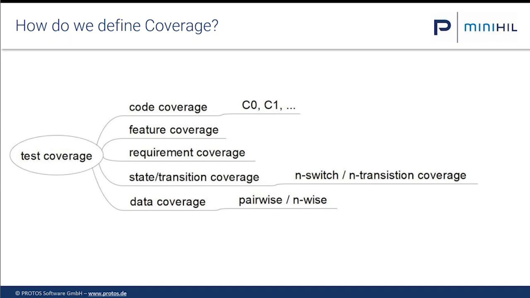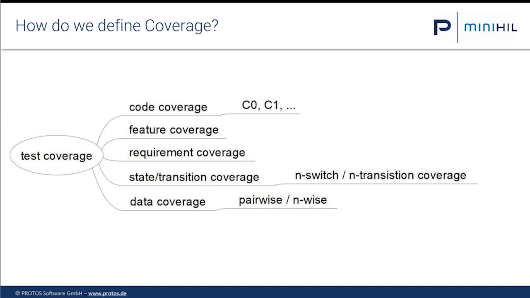So one question that always comes up is, how do we define coverage for this kind of tests? Of course, you can define a code coverage, the usual C0, C1, and so on, MCDC coverage, and so on. That might be useful for robustness tests on a lower level, but on a higher level, software integration, hardware software integration, system testing, that's usually not a good metric, because it's too fine-grained.